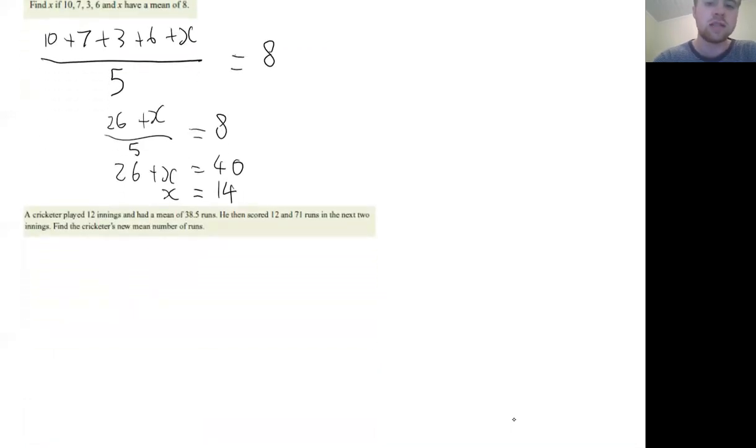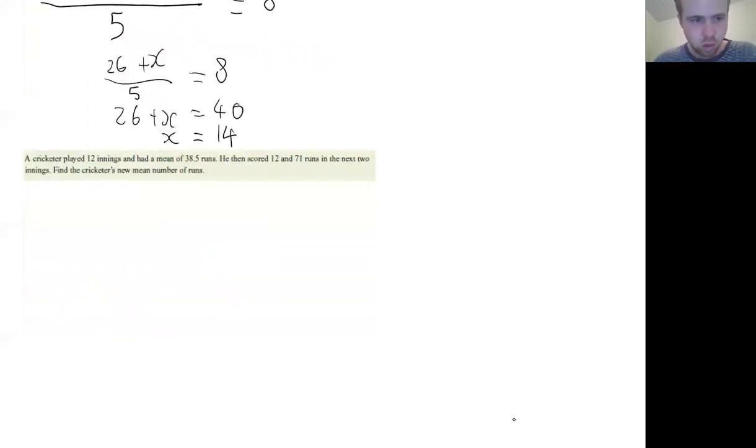Right, let's look at one last example here. We've got a cricket player. They've played 12 innings for a mean of 38.5 runs. So their average is 38.5. And he then scored 12 and 71 in the next 2 innings. Okay, find the cricketer's new mean number of runs.